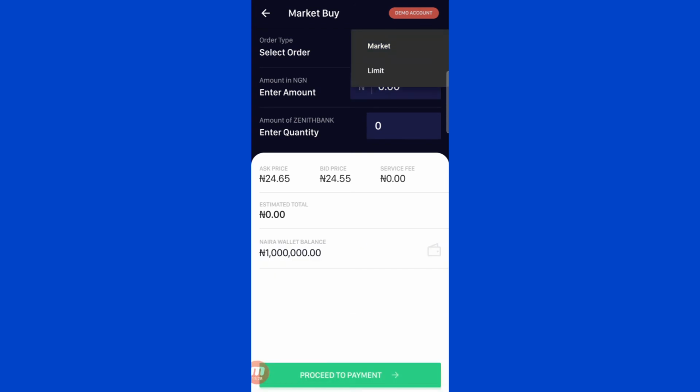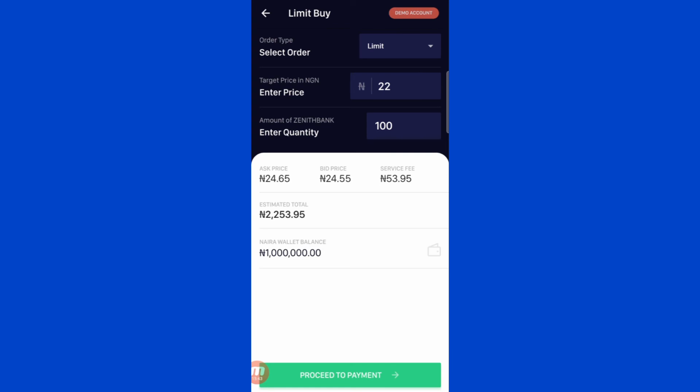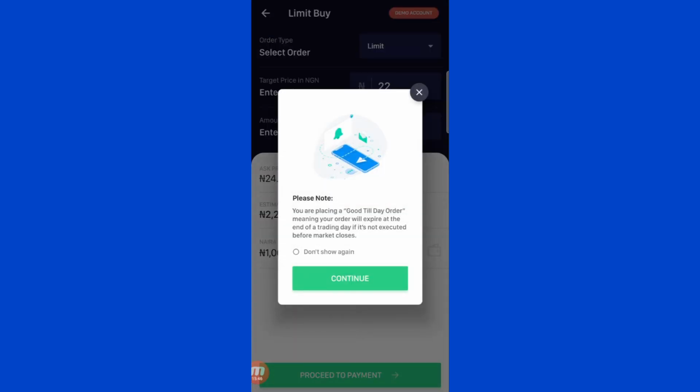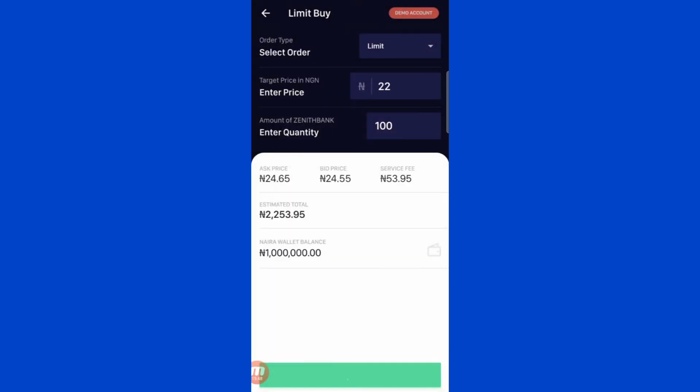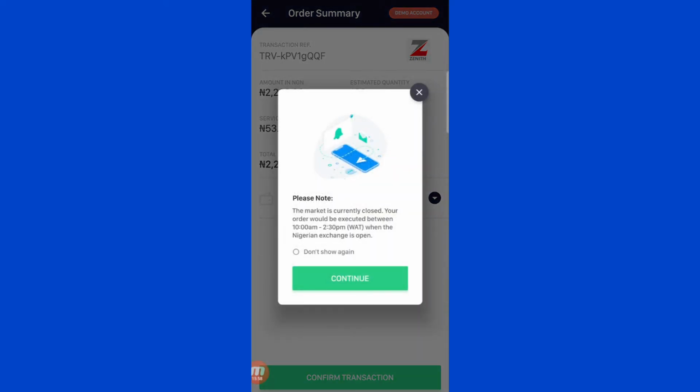Like I said, we're going to be using the limit order, and currently the price of Zenith Bank is 24.65, but let's just say I would like to buy when it's 22 naira, and I would like to buy 100 shares when it gets to that point. So I'm just going to click on proceed payment and continue, right? Once again, this is the order summary and it's a limit order type.